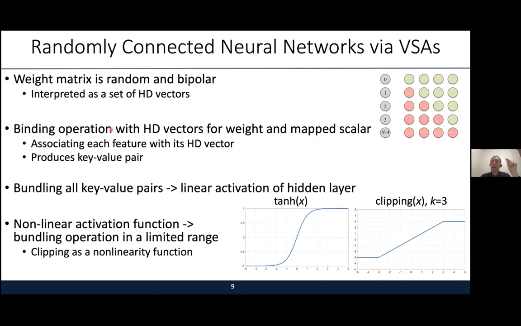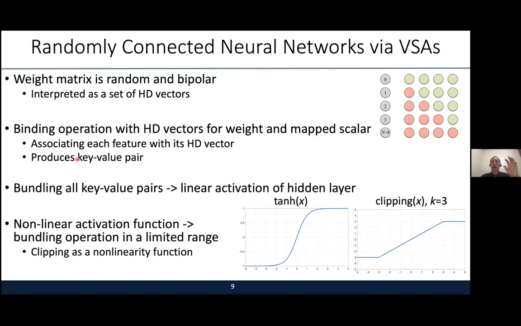And then since every feature now also produces a thermometer code, we can apply the binding operation in order to make the association between the current value of the feature, which is represented as a thermometer code, and a particular role vector of that feature, which is just a random bipolar vector. So the binding operation will provide us a set of key value pairs, one key value pair for every feature.